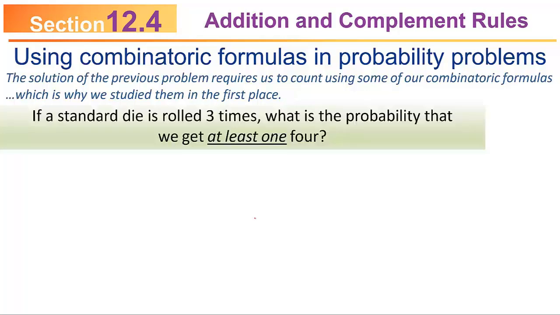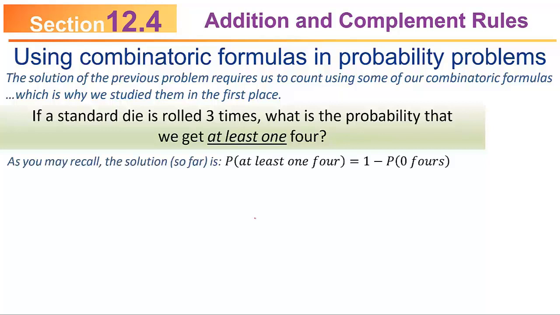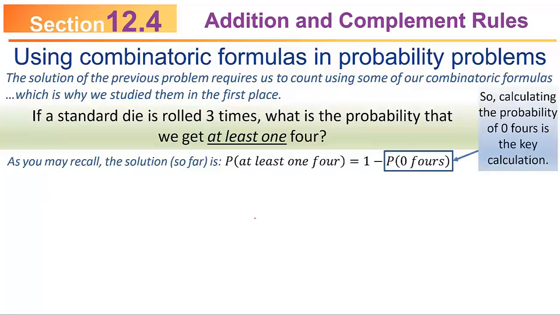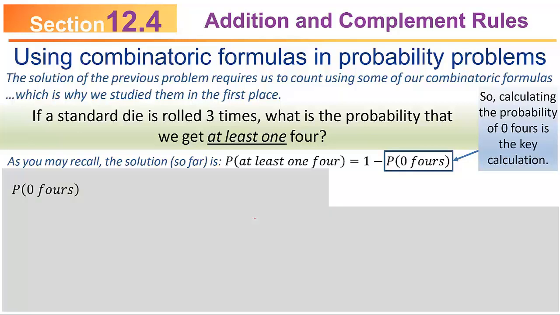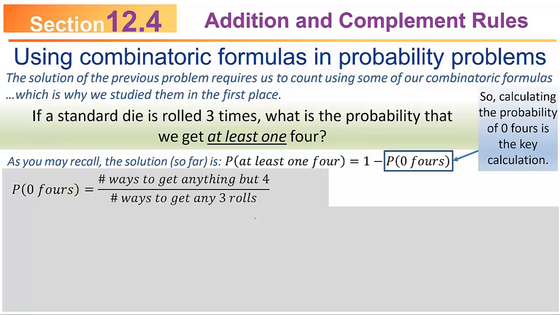So if a standard die is rolled 3 times, what is the probability we get at least 1 4? Well, we just talked about that the easiest way to do it is to calculate the probability of getting at least 1 4 as 1 minus the probability we don't get any 4s. That probability of getting no 4s is the key calculation in the whole problem once you understand what you're trying to do. So how do you calculate the probability you don't get any 4s? Well, I would think of it this way. The probability of getting no 4s is the number of ways to get anything but a 4 divided by the number of ways to get anything with your 3 rolls.